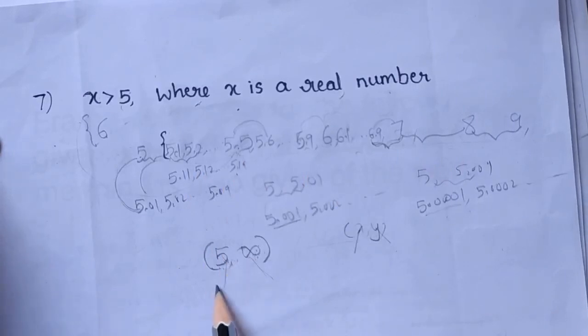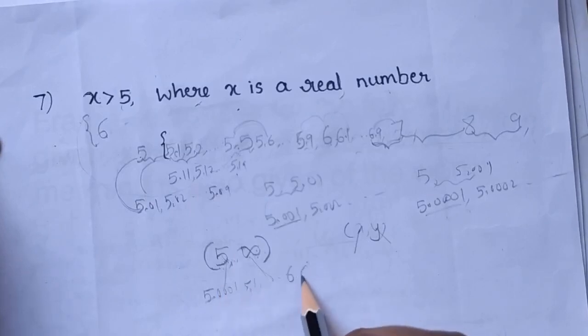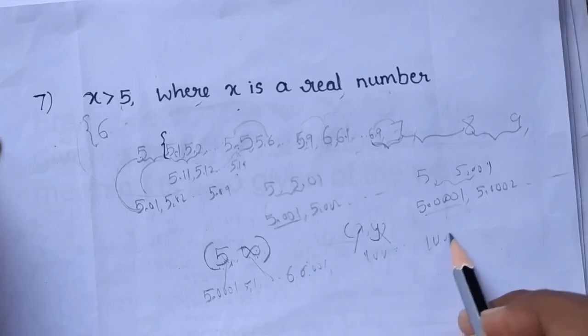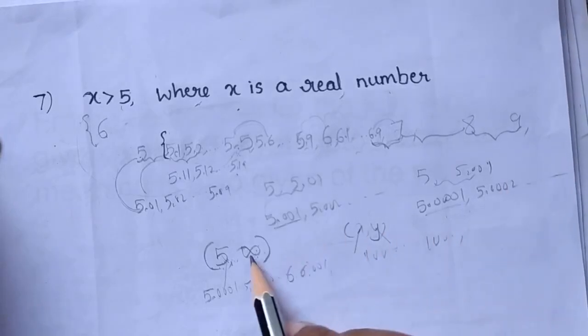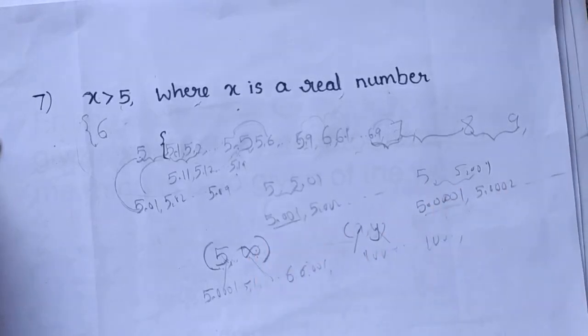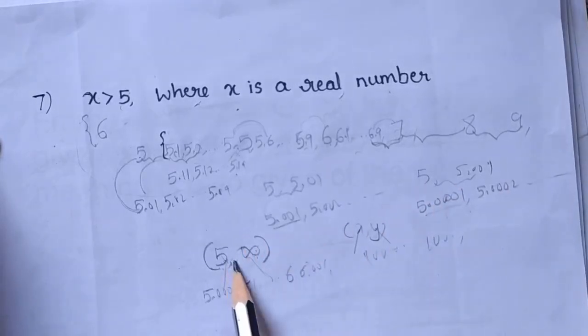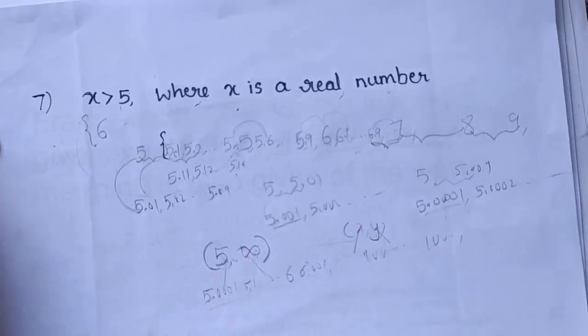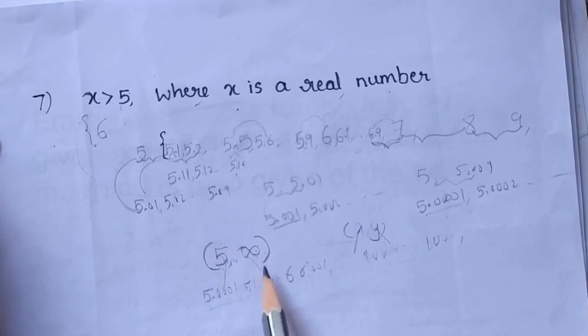This interval or this set contains all those real numbers: 5.001, 5.1 or 6, 6.001 or 100, 100.1, 100.9 and so on up to infinity. Then how many elements does this interval have? It has infinitely many real numbers, or all real numbers which are greater than 5 up to infinity.